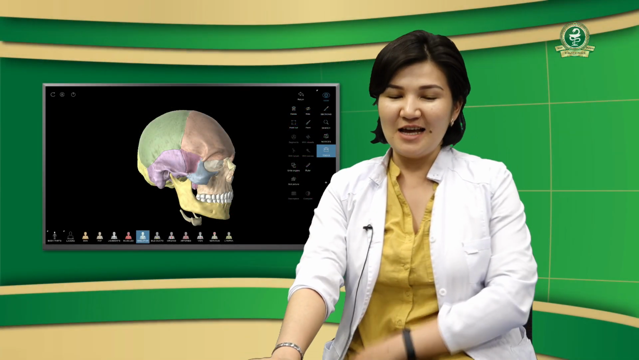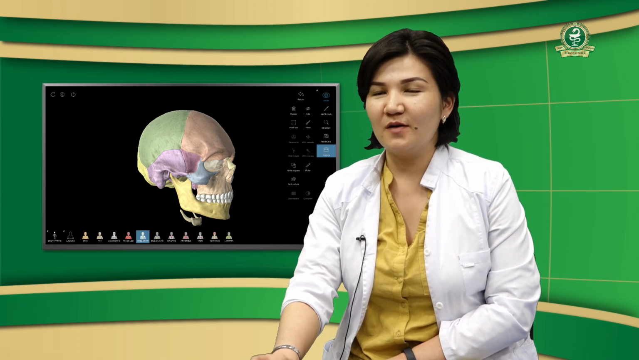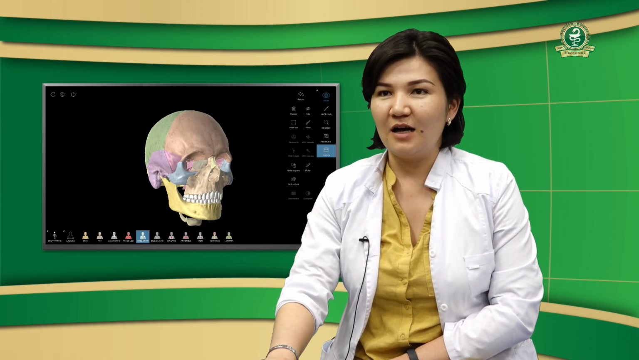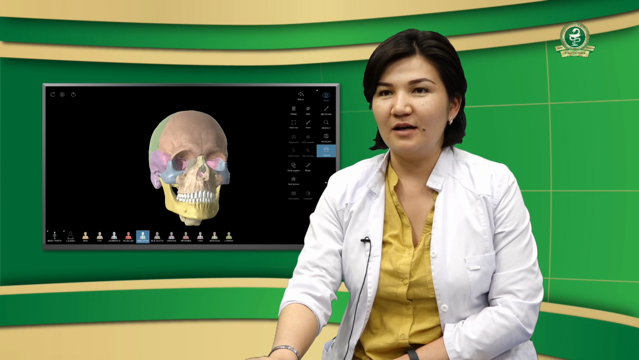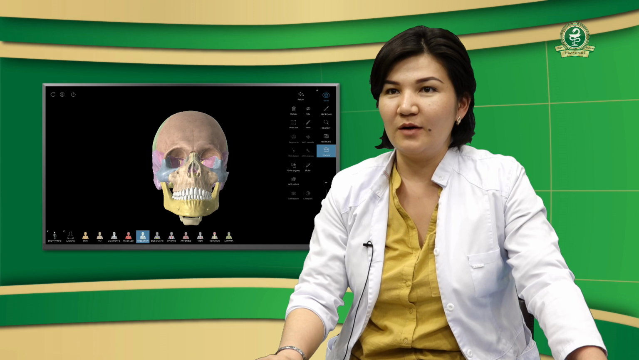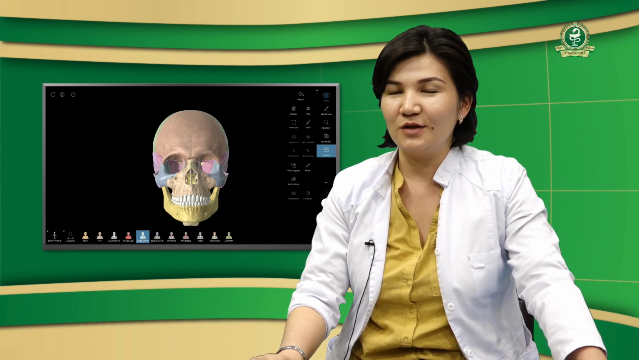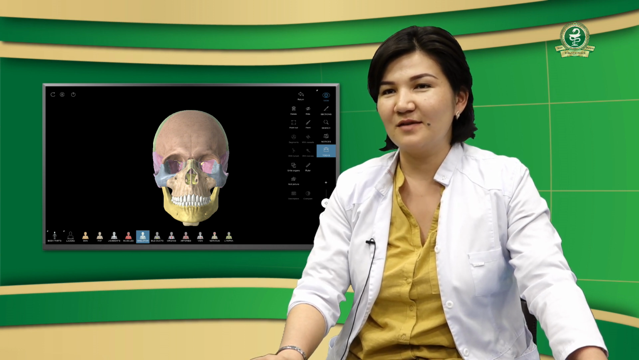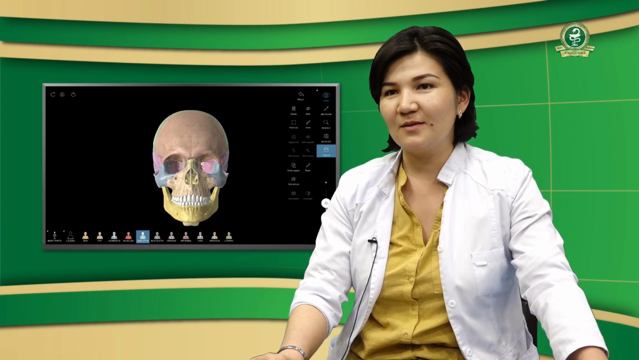Hello dear students, and today we will talk about the bones of the skull. I take this skull, I wanted to show this one, and let's try to identify. This is the frontal view, and we can find here the frontal bone. From the anterior side we can find two nasal bones, the maxillary bones, zygomatic bones, and mandible bones. These are the teeth.